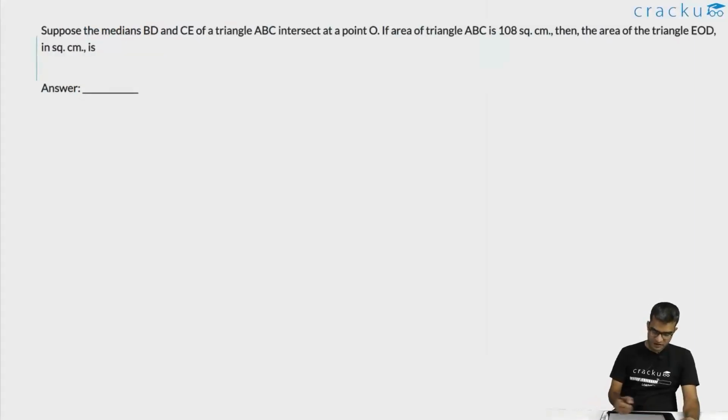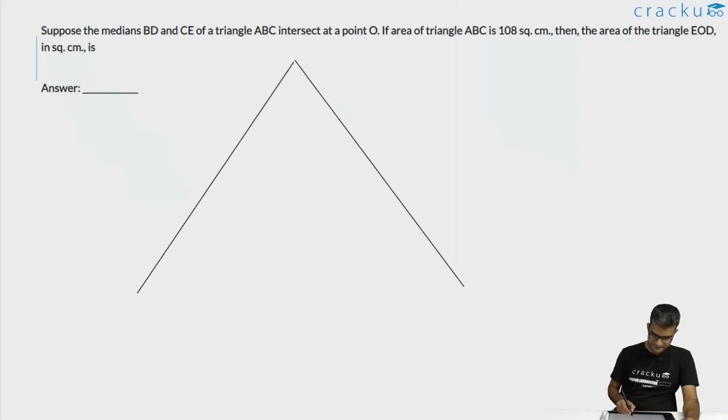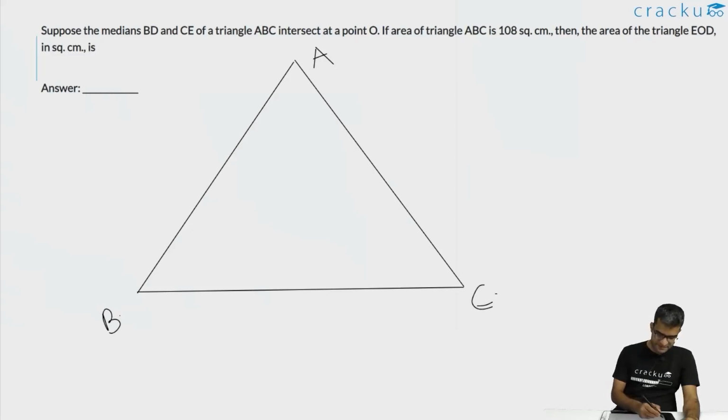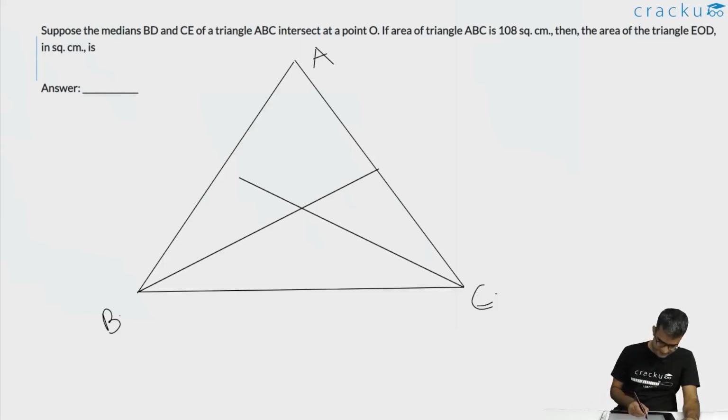In this question, we are told that there is a triangle ABC. Let us assume this is ABC, this is A, this is B, and this is C. The medians BD, so B will be over here, this is BD, and CE, this will be CE, they intersect at point O.